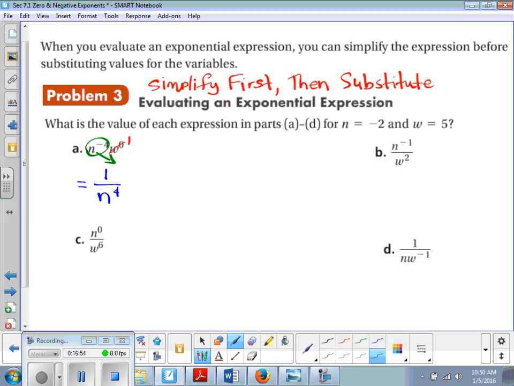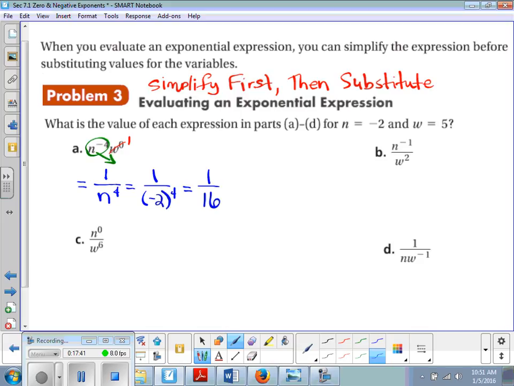So now, to evaluate, we substitute -2 in for n. So we've got 1 over -2 to the 4th. So that's -2 times -2 times -2 times -2, which is going to be, there's 4 negatives up there. Remember, when you have 4 negatives, that's an even number. You're going to have a positive answer, right? So that's going to be positive 16. So 1/16 is your simplified form. Got it? All right.